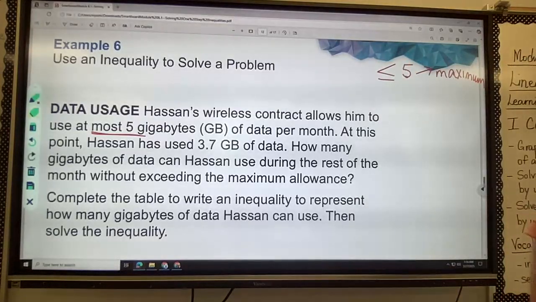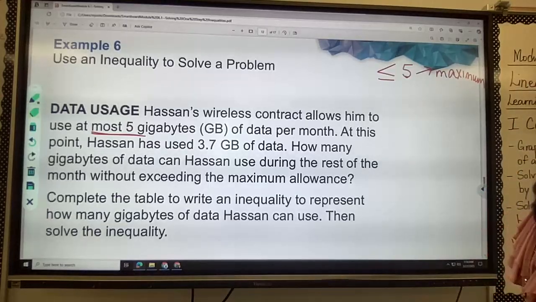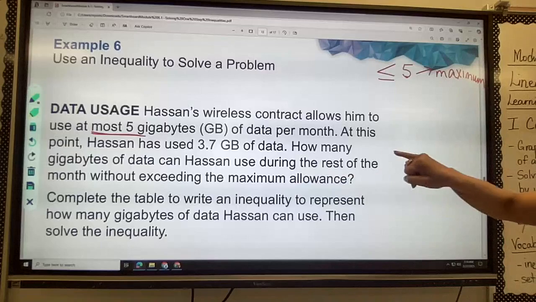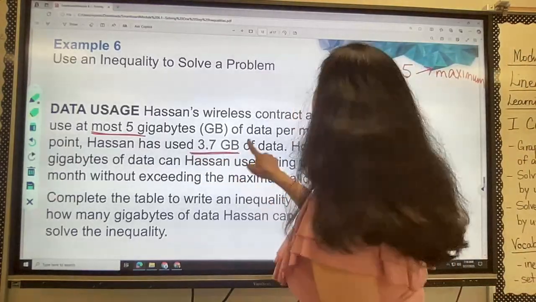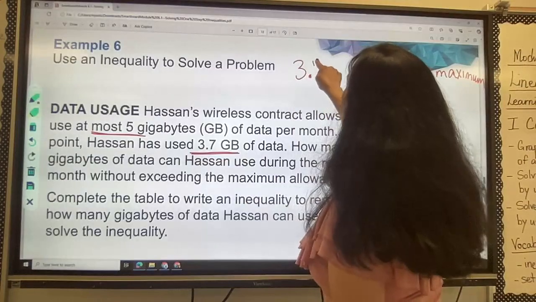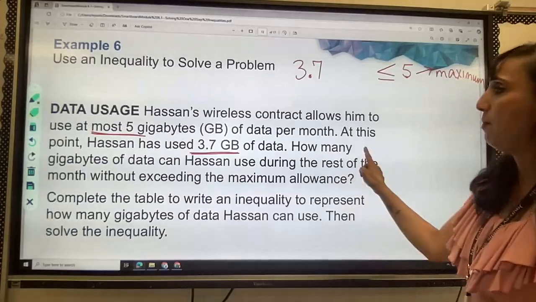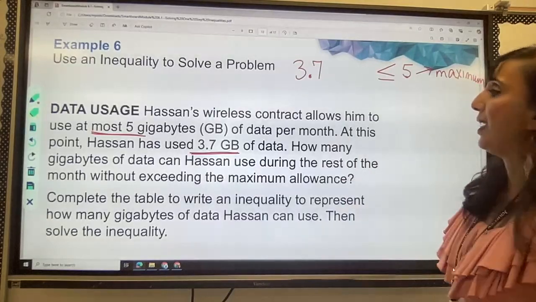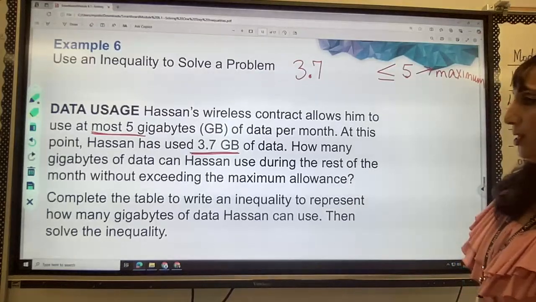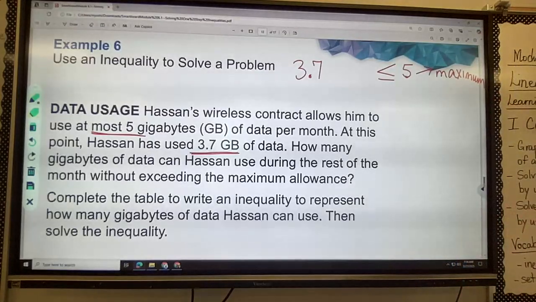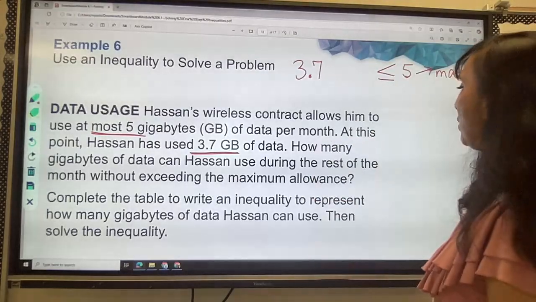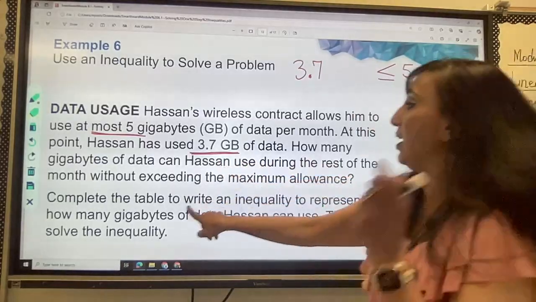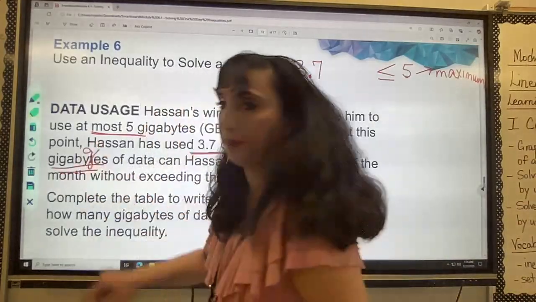Okay? And then it's saying that at this point, Hassan has used 3 7/10 gigabytes of data. How many gigabytes of data can Hassan use during the rest of the month without exceeding the maximum allowance? So when we are talking about how much more can he use, we are going to call gigabytes G.